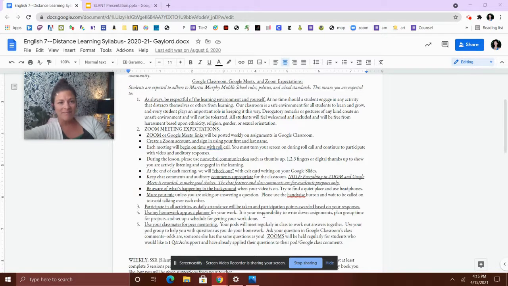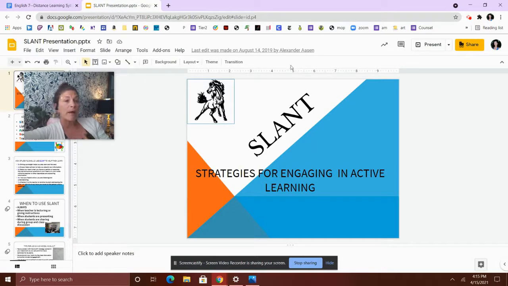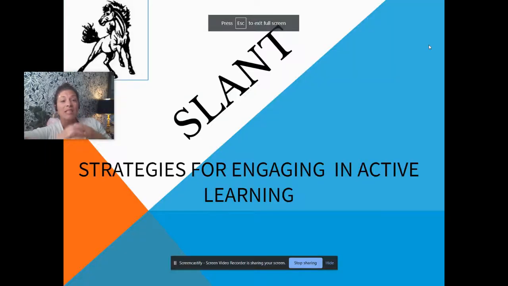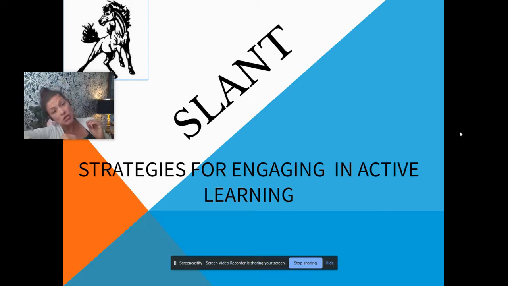Okay, if all of these Zoom rules make sense, let's go take a look at how to slant. This is what I should physically be doing with my body when I am either in the classroom or at home Zooming. Slant is a strategy that we take from AVID, which helps to advance our independent learning. Okay, so slant means we're looking at the strategies that best engage students in active learning. How do I get better at learning?